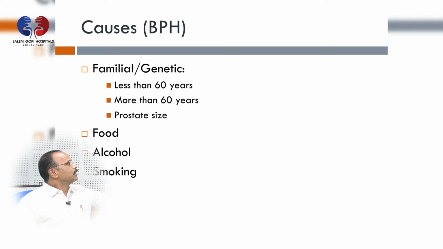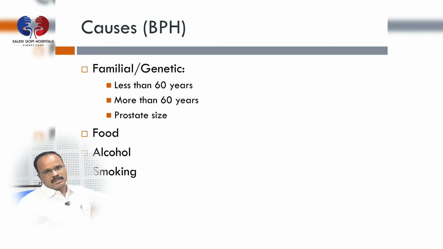So what are all the causes? Is this anything related to food? Yes. If you take a high fat diet, it will cause prostate enlargement, because a high fat diet causes increased testosterone hormone. This testosterone hormone is the main cause for prostate enlargement. Next, is there a relation to alcohol? No. Smoking? Yes. Smoking will cause increased testosterone hormone in the blood, so it may cause an enlarged prostate.